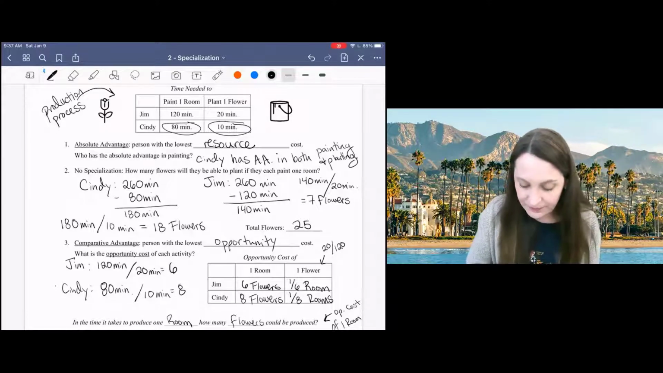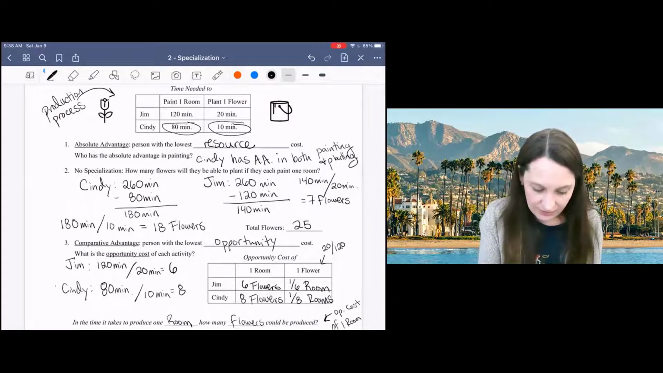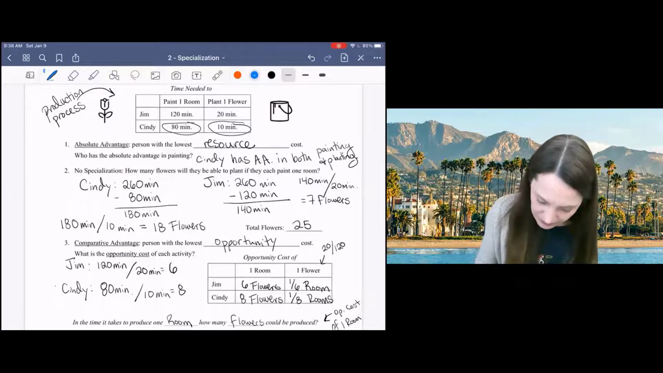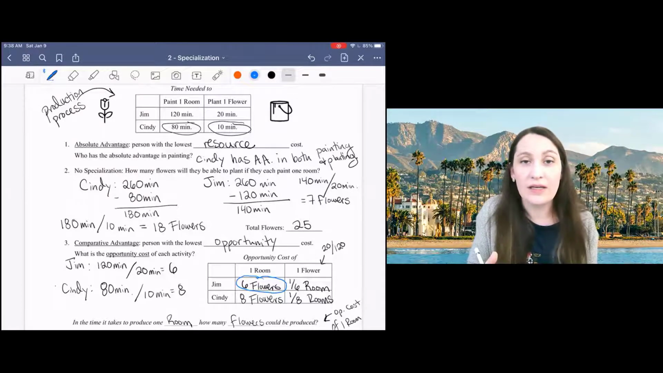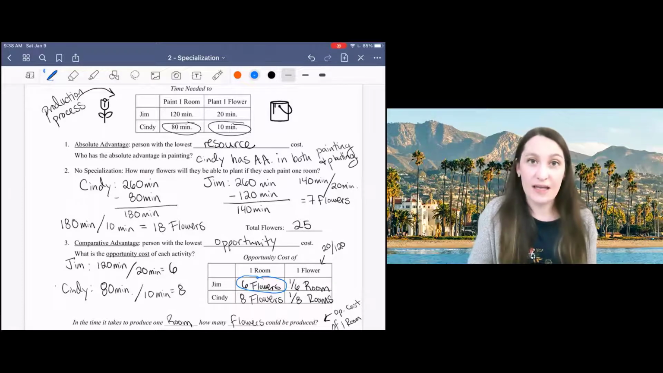Okay, so now that we have our opportunity costs, we can determine who has the comparative advantage in producing each product. So if we look at the column for rooms, I can see that Jim's cost is lower than Cindy's. Jim only forgoes the production of 6 flowers instead of the 8 flowers that Cindy could have planted in the time it takes her to paint a room.